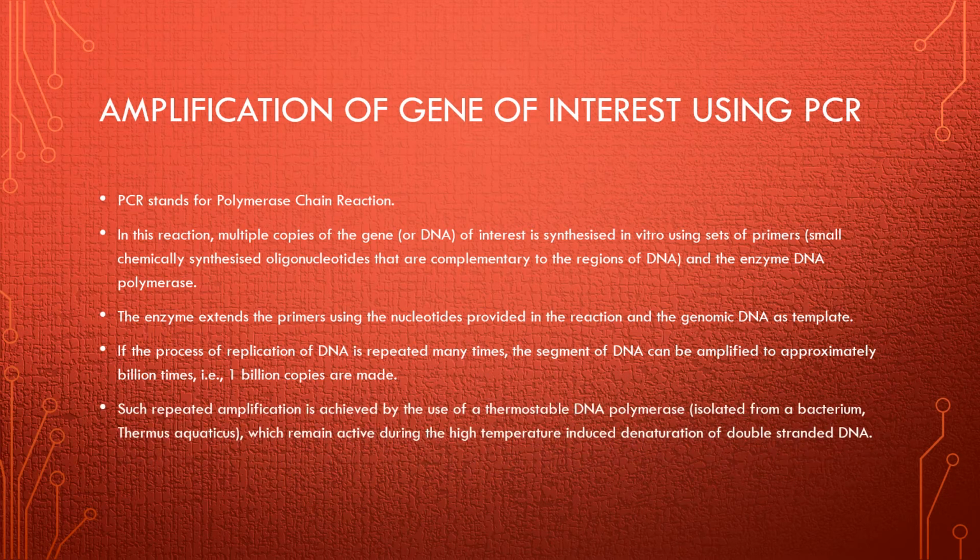Such repeated amplification is achieved by the use of a thermostable DNA polymerase isolated from a bacterium, Thermus aquaticus, which remains active during high temperature induced denaturation of double-stranded DNA. The amplified fragment, if desired, can now be used to ligate with a vector for further cloning.